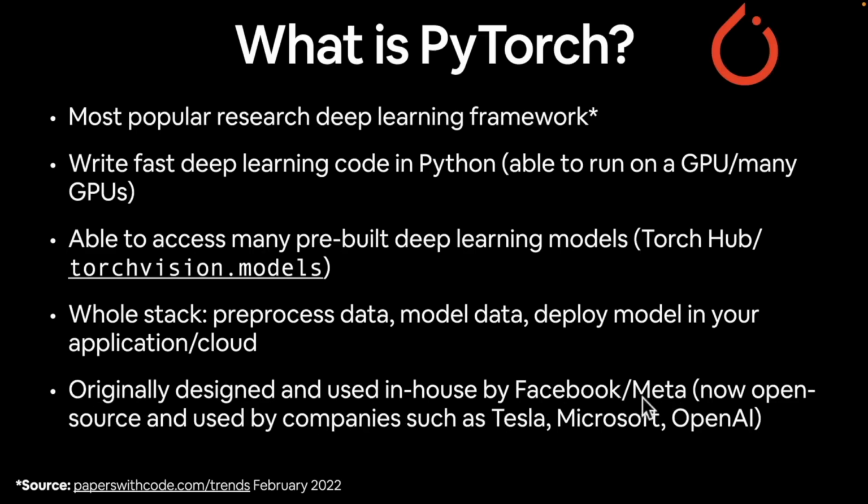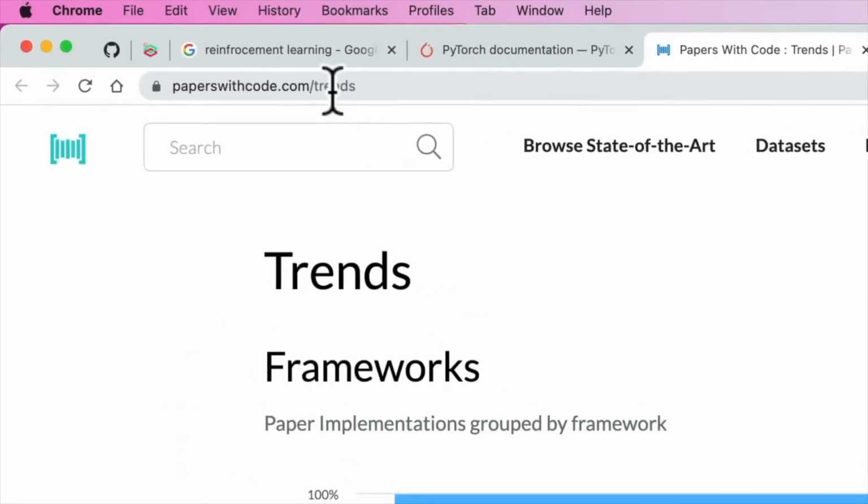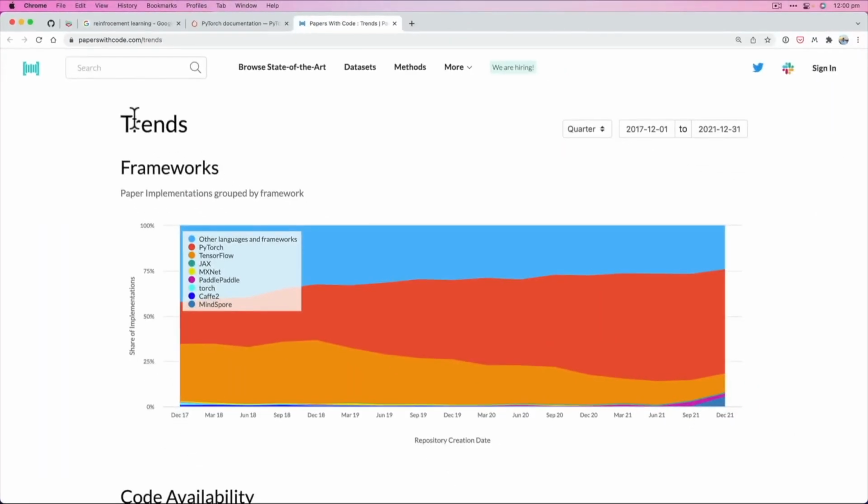I'm pretty sure Facebook have renamed themselves Meta now. But it is now open source and used by companies such as Tesla, Microsoft, and OpenAI. And when I say it is the most popular deep learning research framework, don't take my word for it. Let's have a look at paperswithcode.com/trends. If you're not sure what Papers with Code is, it is a website that tracks the latest and greatest machine learning papers and whether or not they have code.